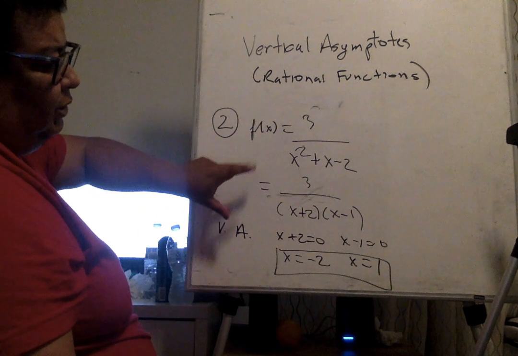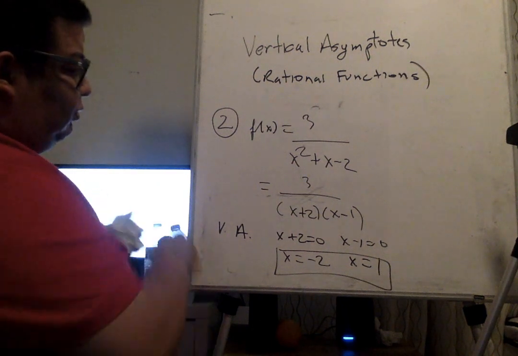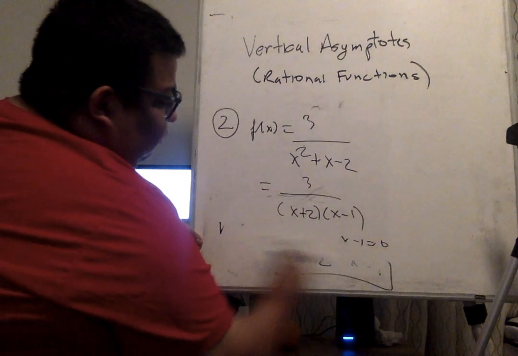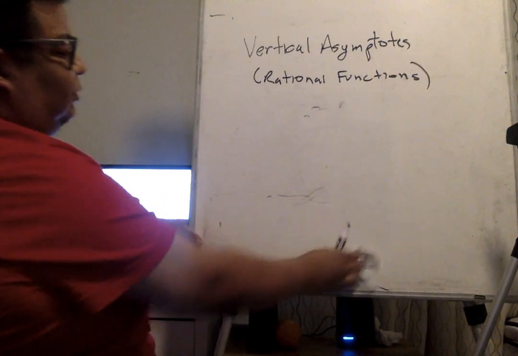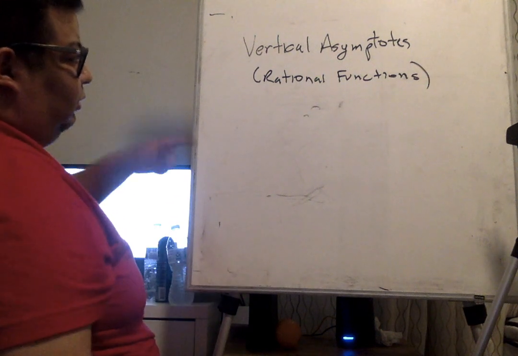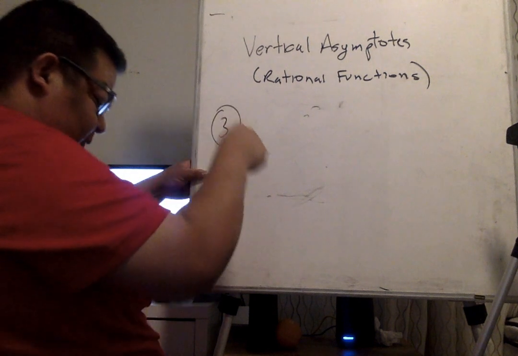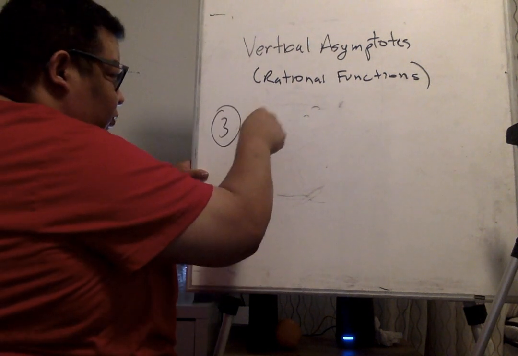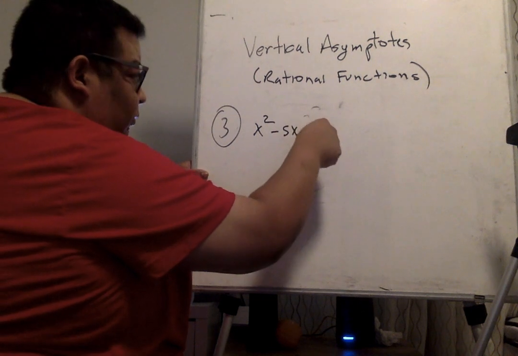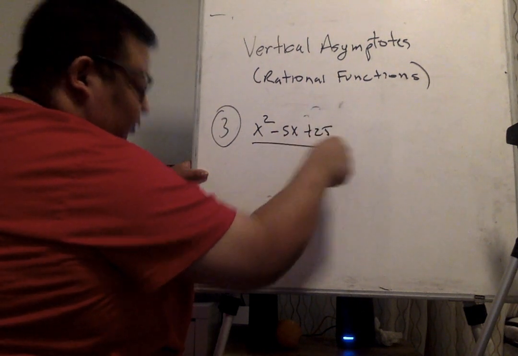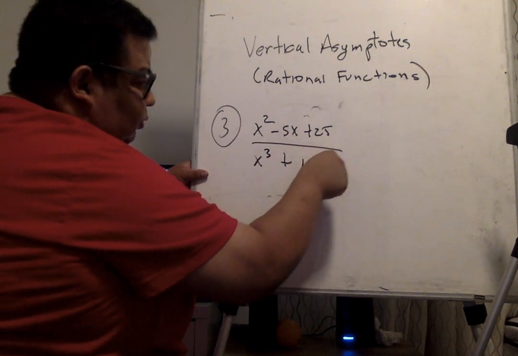For problems like this, we always do the same kind of processing. So let's do one last problem, for rational functions that look like this. Problem number 3 says that f of x equals x squared minus 5x plus 25 over x cubed plus 125.